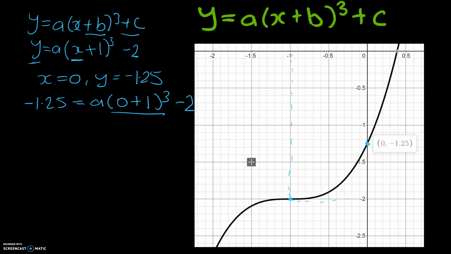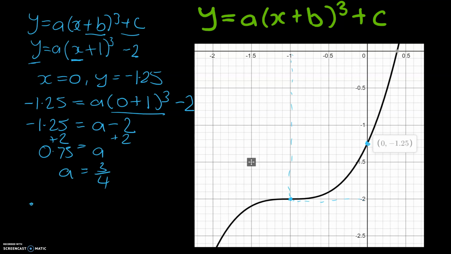So first thing is 0 plus 1 is 1. And we cube that, that's just 1. So we've got negative 1.25 equals a minus 2. We're then going to move that minus 2 over to the other side as plus 2, which becomes 0.75 is equal to a. And as a fraction, a is equal to 3/4. And that means we can wrap up our formula. So y is equal to 3/4 of (x plus 1) cubed minus 2.